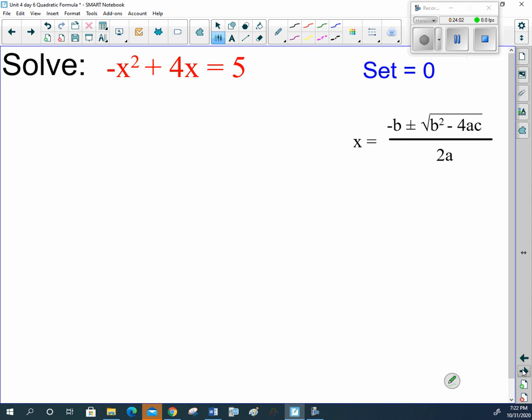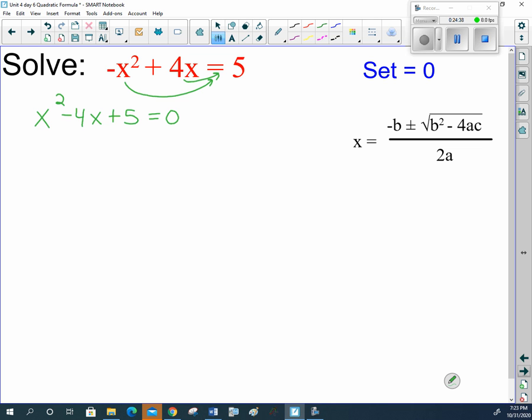Okay, let's try it again. So here we go. We've got negative x squared plus 4x equals 5. And I'm going to put it in the quadratic formula. Now, I notice a lot of you would probably put the negative 5 over with the negative x squared, but I always want to factor. That's always my first choice. So in factoring, I want it to be a plus x squared. So I'm actually going to move these two to the right. So that's going to give me x squared minus 4x plus 5 equal to 0.